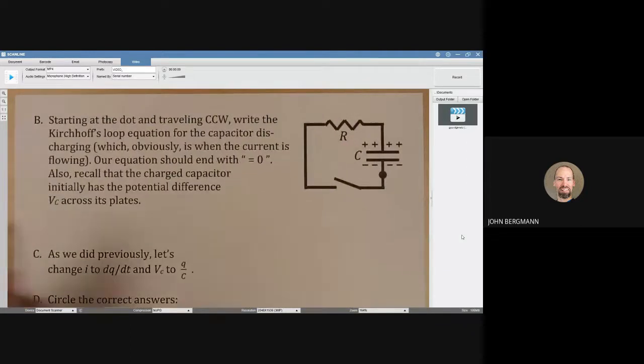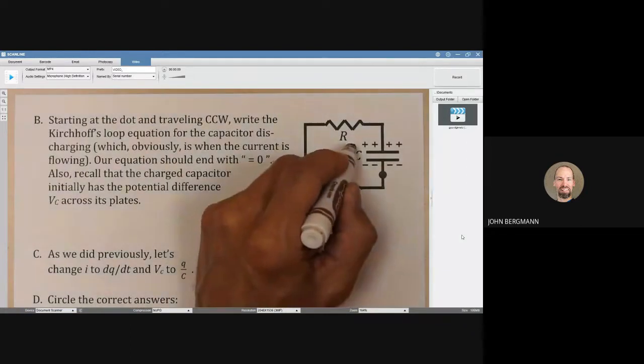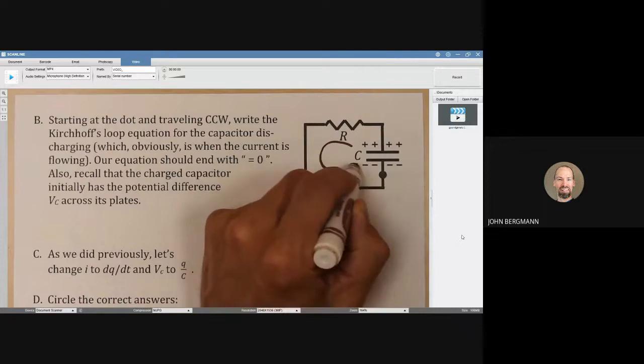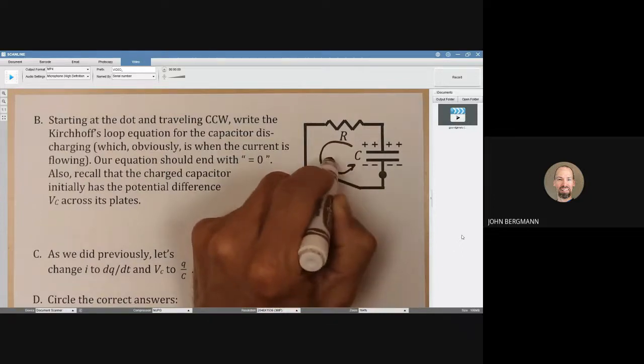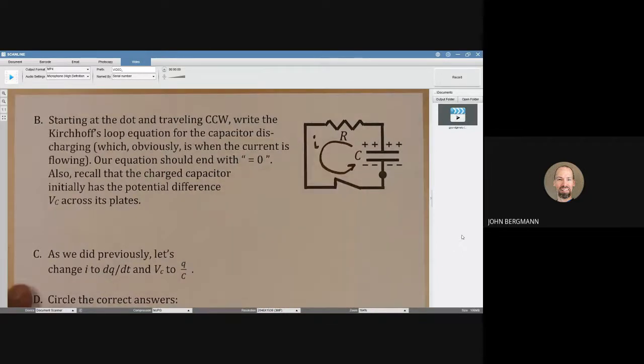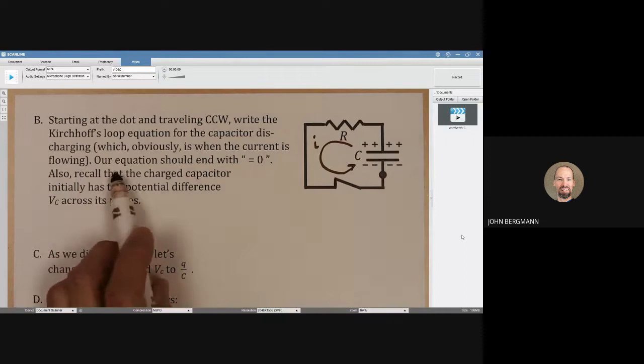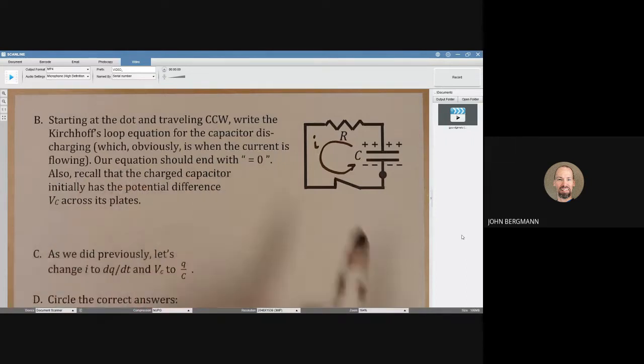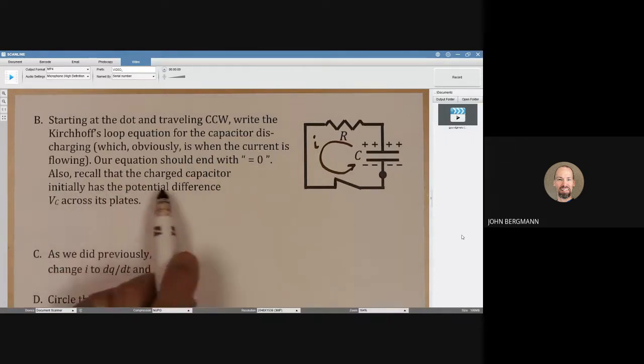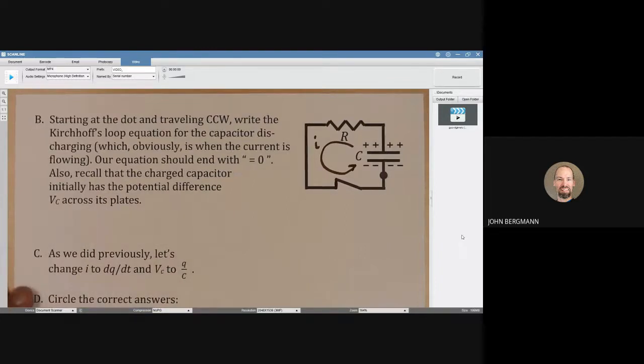Starting at the dot and traveling counterclockwise, recall that our current is going like that. We've closed the loop here. And let's write a Kirchhoff's loop equation for the capacitor discharging, which obviously is when the current is flowing. Our equation should end with equals 0. Also recall that the charged capacitor initially has the potential difference Vc across its plates.